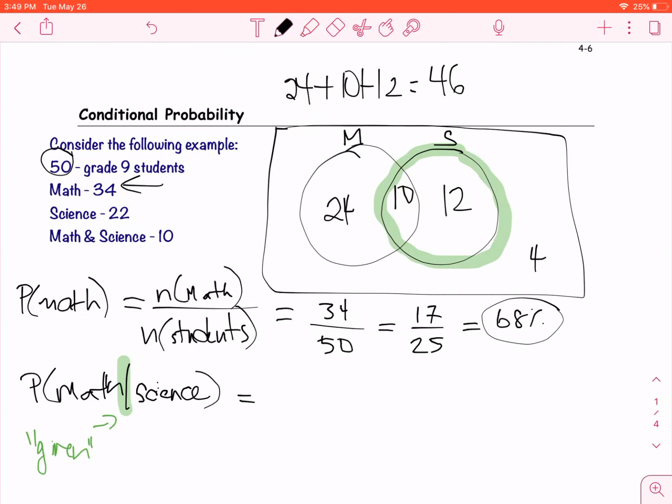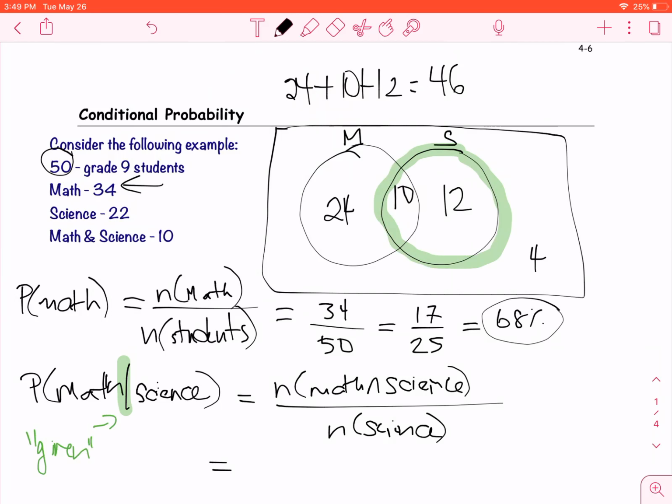To do this, we have to figure out the number of students who like math and science, so again the overlap, and divide it by the number of students who like just science.